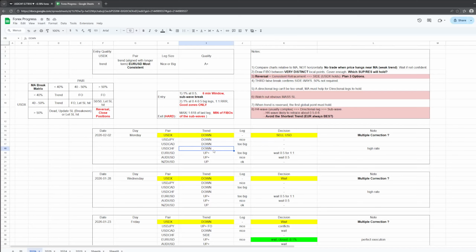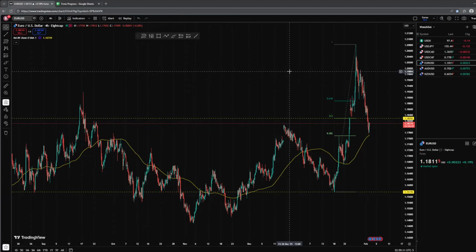I'm not trading USD Swiss franc. Okay, now Euro USD. That is my most favorite pair to trade. So let's see what's going on here. Overall trend is up. In other words, USD is getting weak against the euro.